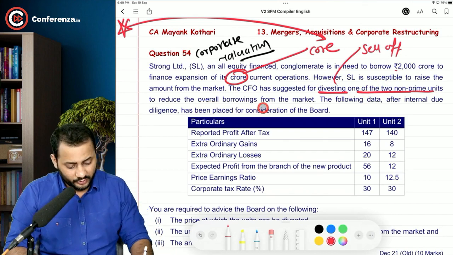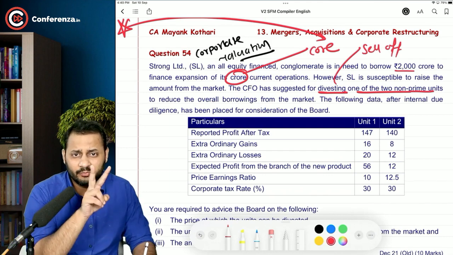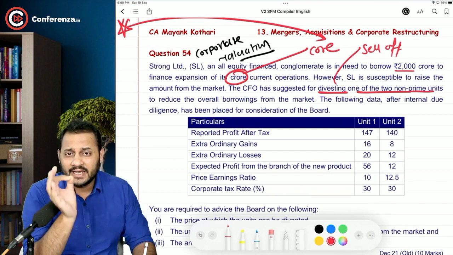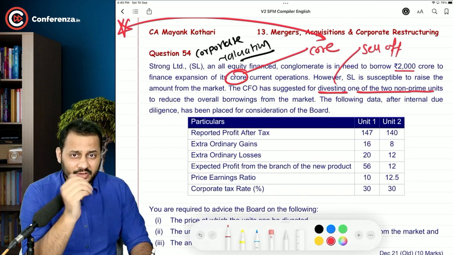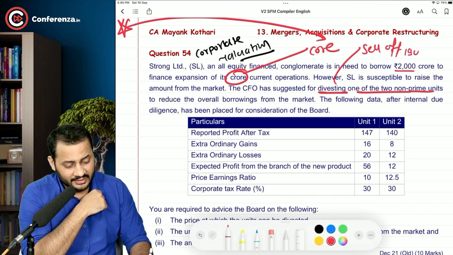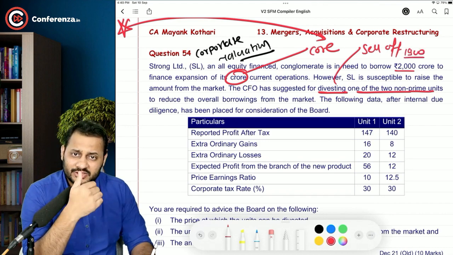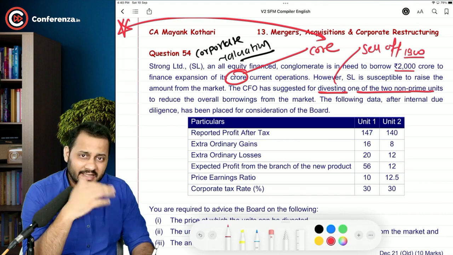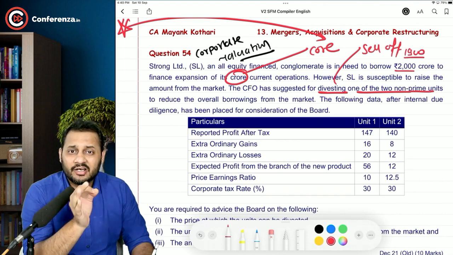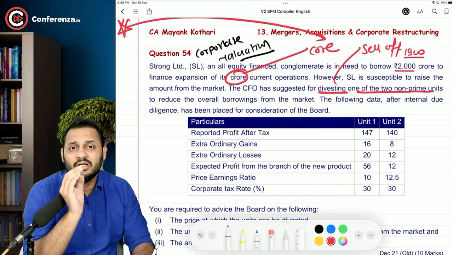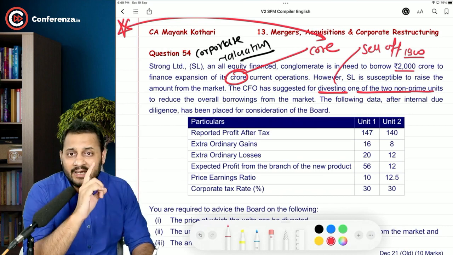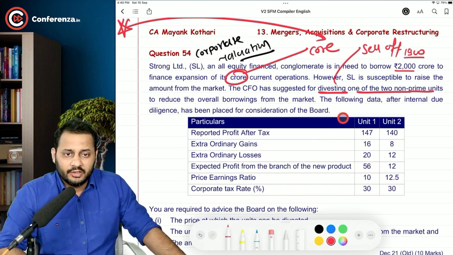See, right now you need 2000 crore. There will be two units given to you in the table. Calculate the value of both units. Let's say one of the units that you decided to sell is worth 1900 crore. What would happen? You sell that business to someone else, get 1900 crore, and the balance 100 crore will only be required to be borrowed from the market. So you can reduce the outside borrowing by selling off your business. Okay, the following data after internal due diligence has been placed for consideration of the board.